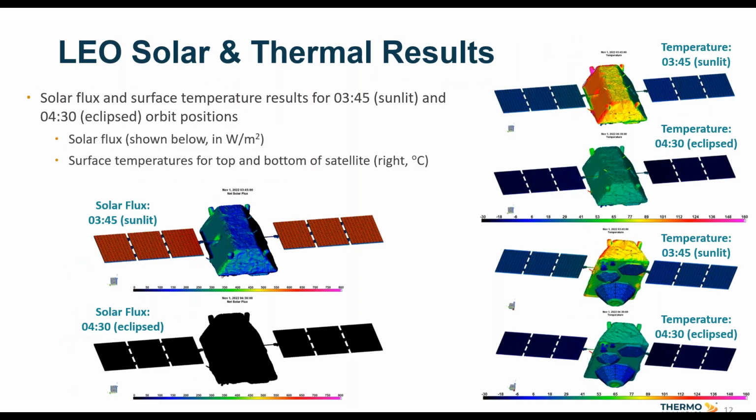So when we perform our transient analysis, we can see not only what the solar flux on the satellite is, but also what the resultant surface temperatures are on the satellite at those two times. And so the four graphics on the right-hand side of the slide demonstrate that. So the top two images there are for the 3:45 and 4:30 times from one particular perspective or vantage point of the satellite. And then the bottom two graphics are the same two times, but from a different perspective, looking from underneath the satellite. So this just gives some initial solar and thermal results from the satellite.